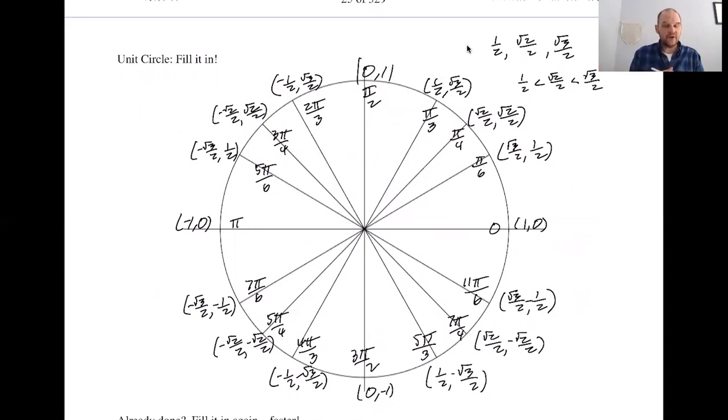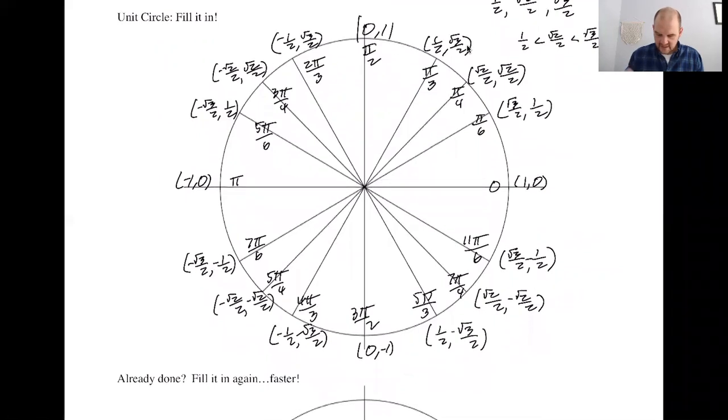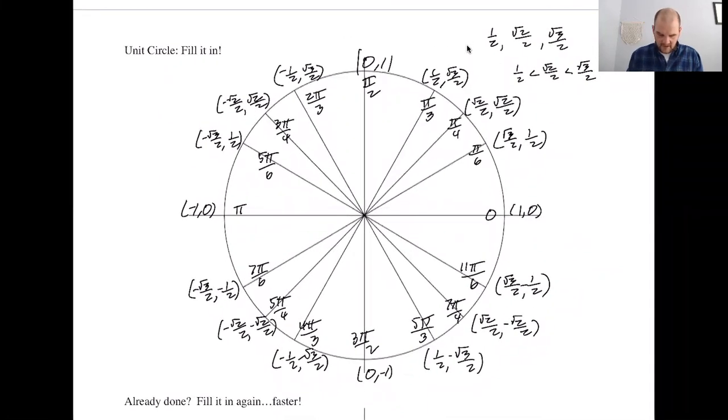If you write 1/2 for x, you have to write plus or minus radical 3 over 2 for y. Like there's no real choice. So this is your unit circle. It's fully filled in. And then I think we should just do another one.